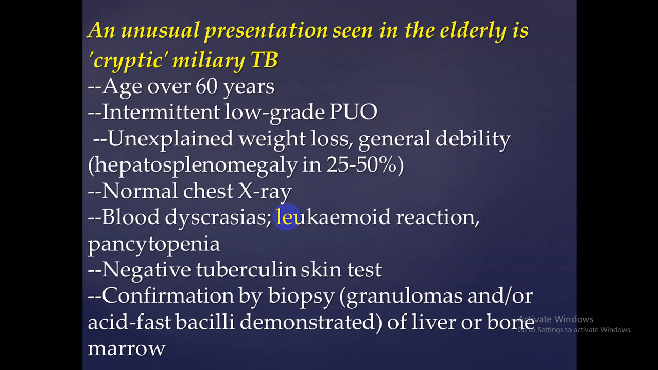An unusual presentation in the elderly is cryptic miliary TB, which does not involve the lung but involves other organs, and occurs in those over 60 years. There is intermittent low grade fever, diagnosed as PUO, pyrexia of unknown origin, and one of the causes of PUO is cryptic miliary TB. There is unexplained weight loss, the patient is weak or fatigued, the liver and spleen are enlarged in about 52%, and the X-ray is normal but other organs are involved, with blood dyscrasia, leukemoid reaction, pancytopenia. The tuberculin test is negative in this aggressive type, confirmed by biopsy of tissue. We can see granuloma in the liver or bone marrow biopsy.